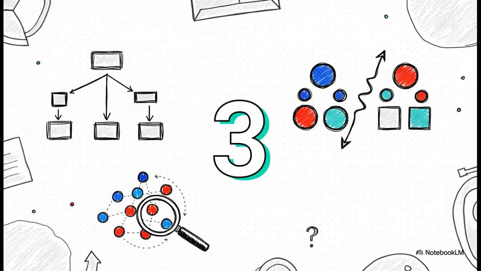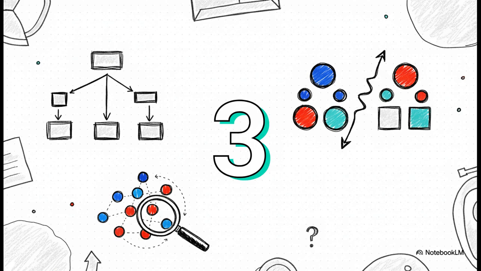Well, the very first thing we have to do is choose a number, K. And K is just how many neighbors we're going to ask for their opinion. Choosing K is super important. If K is too small, like just 1, our decision could get totally thrown off by one weird neighbor.